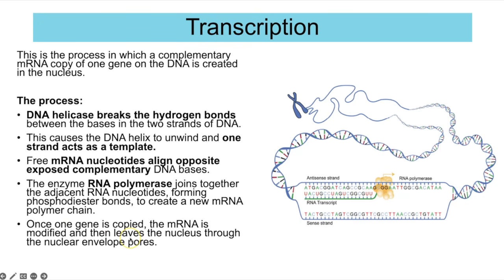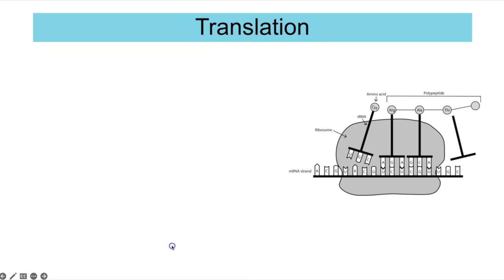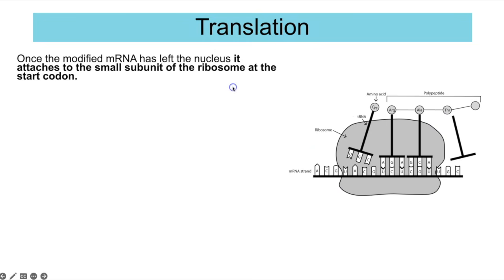And once that one gene is copied, then you would have the introns spliced out. And then the mRNA can leave the nucleus via the nuclear pores and go and attach to a ribosome in the cytoplasm. And that then takes us on to the next step, which is translation. So once that modified mRNA has left the nucleus via the nuclear pore, it attaches to the small subunit of the ribosome at the start codon.